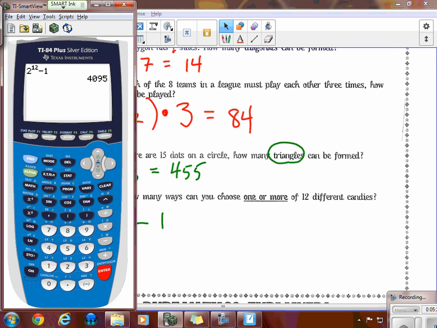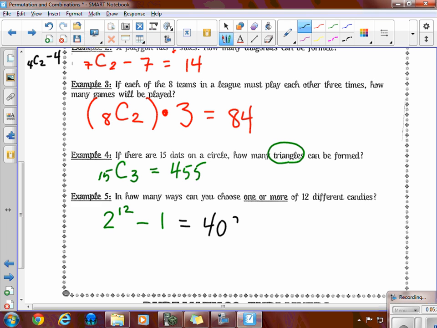There's like 4,095 different ways you could choose one or more candies.